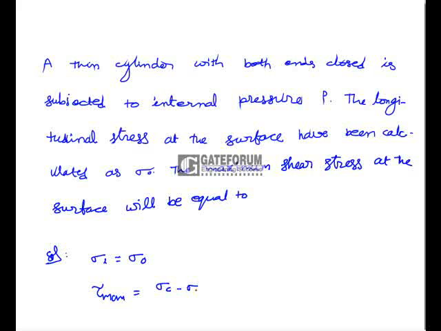sigma C minus sigma L by 2, where sigma C is the circumferential stress and sigma L is the longitudinal stress. And here we know that the circumferential stress is equal to 2 times the longitudinal stress, that is 2 times sigma naught. So here it is equal to 2 sigma naught minus sigma naught by 2, so that it is 0.5 sigma naught, and in the options the right option is D. D is the right answer.